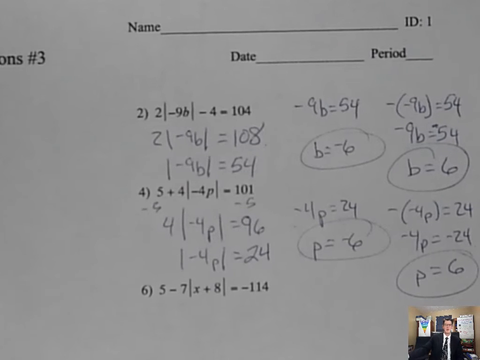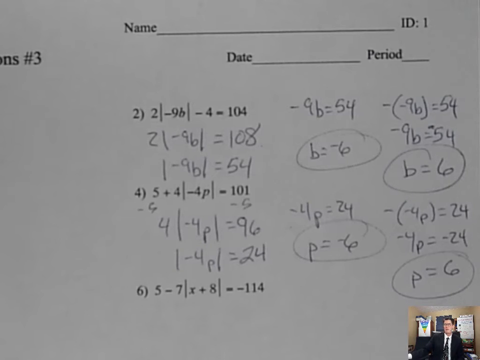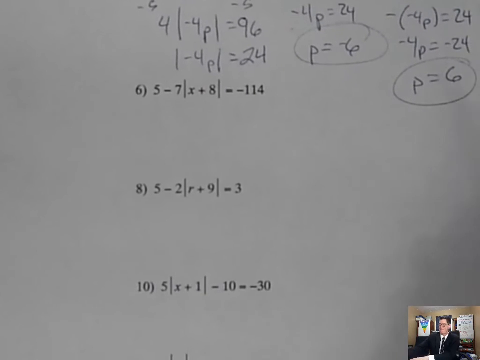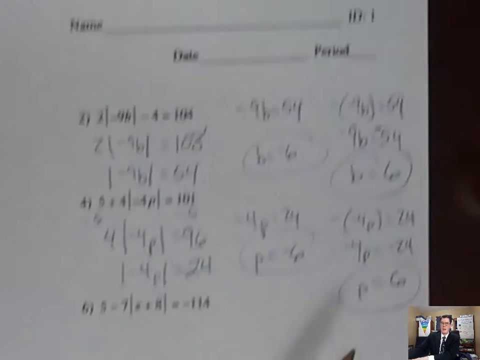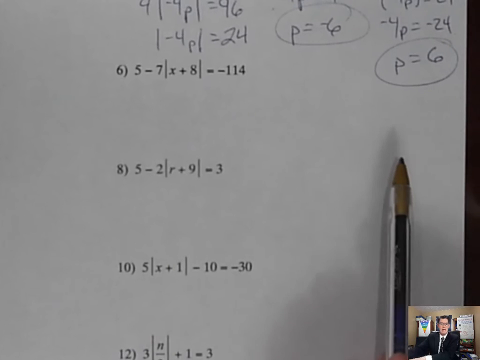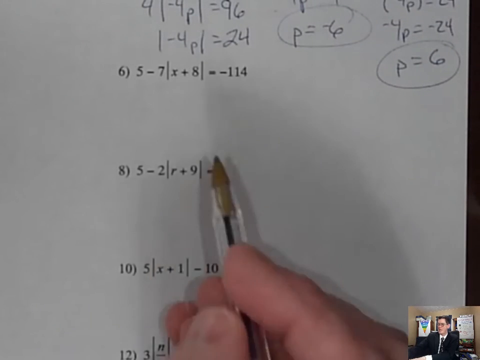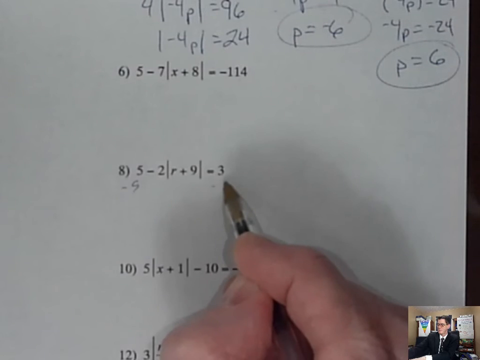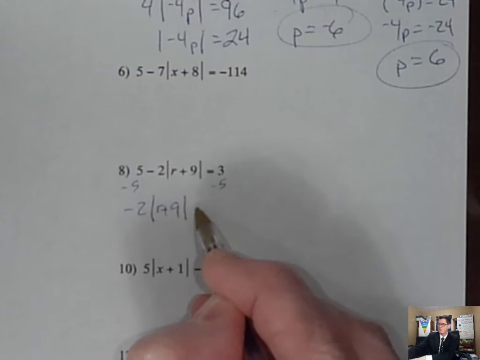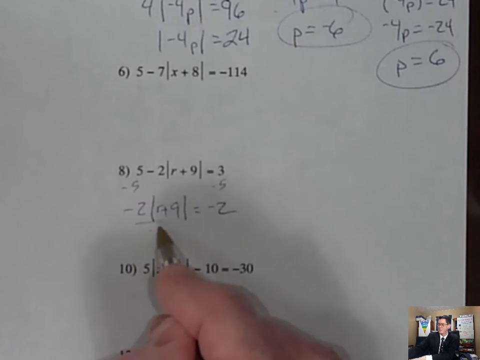Now, don't be confused as you're getting, oh, it's just whatever the answer is and the negative of it. That doesn't always happen. Let's come down to number 8. Yes, it's happening here as we're giving you some simpler problems. On number 8, this is a positive 5, when you subtract 5 from both sides, negative 2 of that absolute value is negative 2. Divide both sides by negative 2.